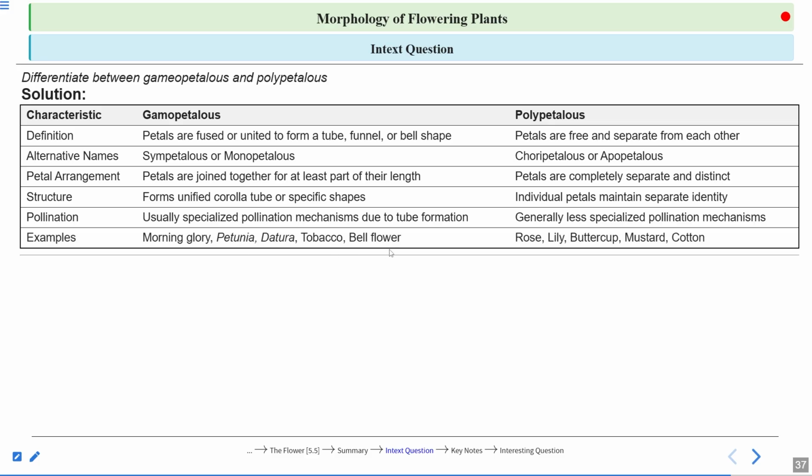This is the most important thing. Gamopetalous flowers as above. Polypetalous flowers: rose, lily, buttercup, mustard and cotton, right?